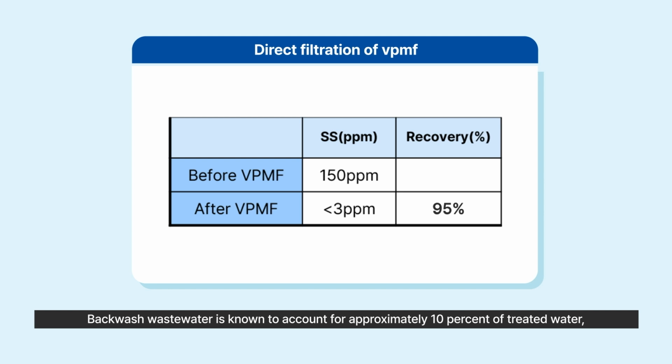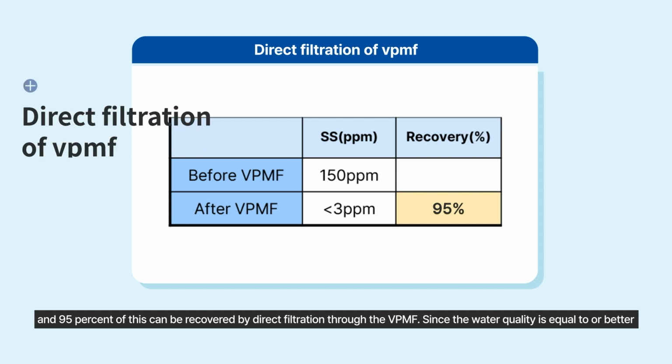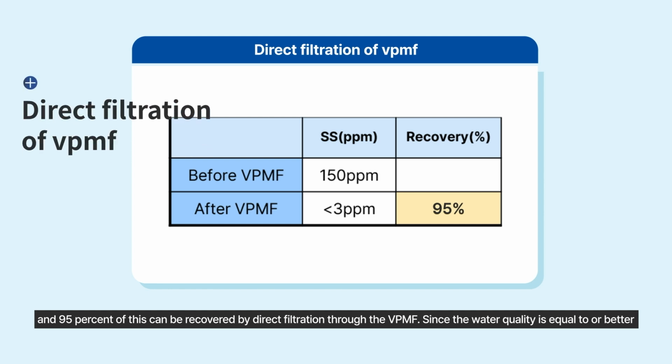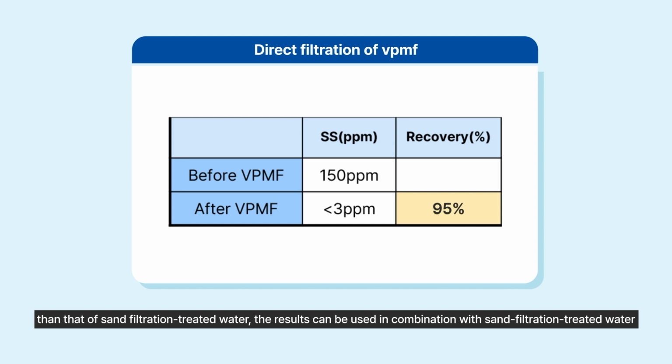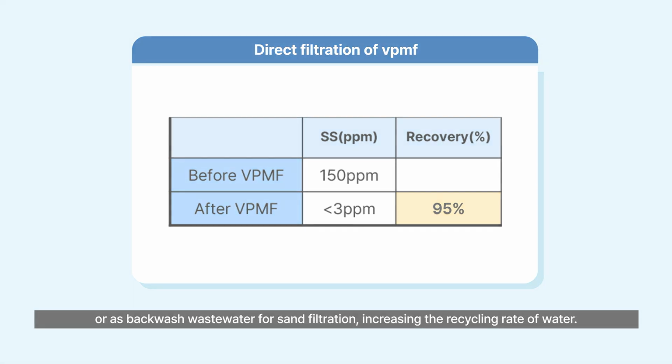Backwash wastewater is known to account for approximately 10% of treated water, and 95% of this can be recovered by direct filtration through the Vpmf. Since the water quality is equal to or better than that of sand filtration treated water, the results can be used in combination with sand filtration treated water or as backwash water for sand filtration, increasing the recycling rate of water.